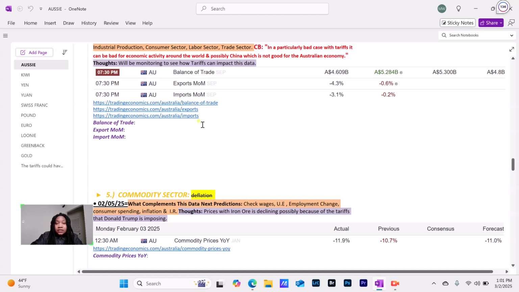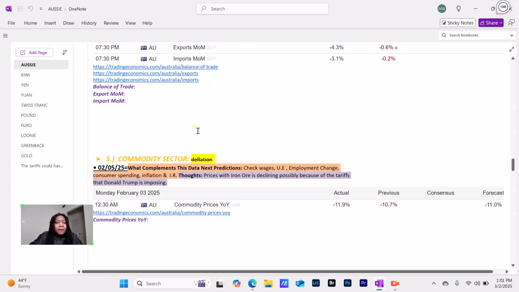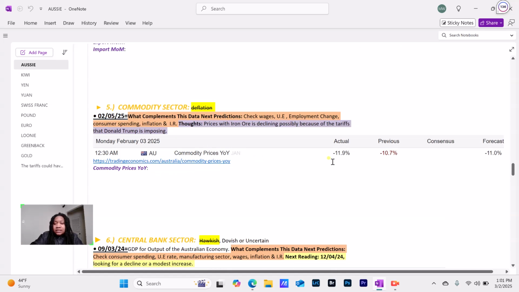So we're going to see how that affects it, because if China is affected, that means China imports a lot of things from Australia. If they're not importing a lot of things from Australia, that means the demand for the Australian dollar is going to be low. Then sell the Australian dollar, right?